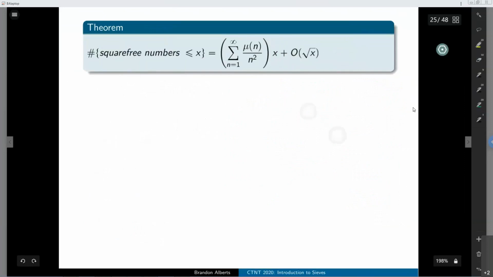Some of you might recognize this big summation. It's a convergent sum that converges to 6 over pi squared. Showing that this converges to 6 over pi squared is neat, but it's not short, so I'm not going to do it on the board for you. This is related to the Basel problem if you want to read some more about it.